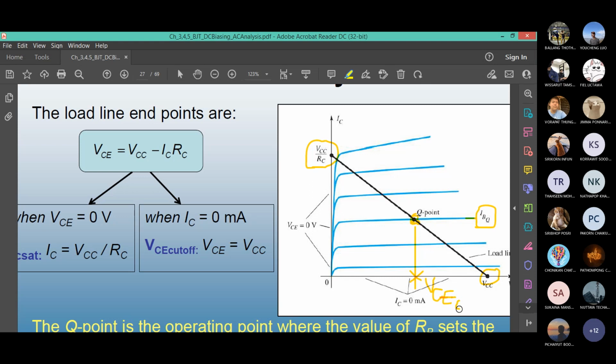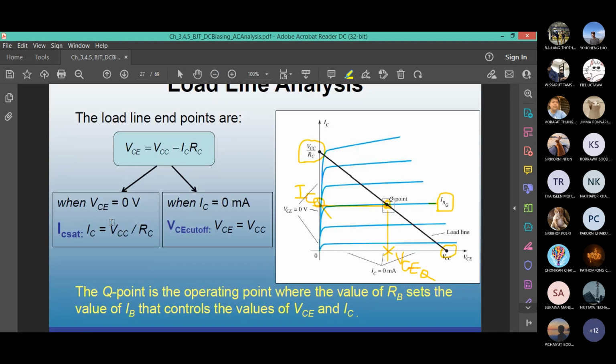VCEQ, the exact output voltage. Similarly, once you have found the Q point, you can project a line onto the IC axis. This value is the output collector current at your chosen operating point.